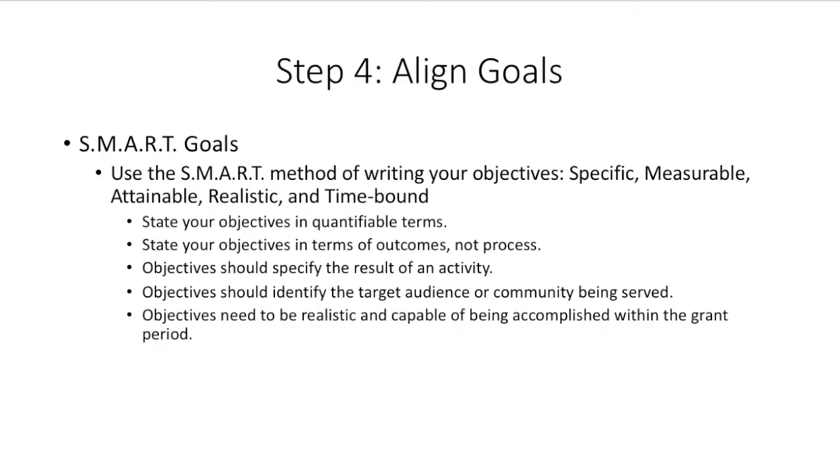You want to remember that your goals need to be SMART. So, S stands for specific, M stands for measurable, A stands for obtainable, R stands for realistic, and T stands for time-bound. You want to make sure that your objectives are in quantifiable terms, that it's of outcomes and not the process, so not what took place, but what was the outcome of it. Your objective should really specify the result of the activity. They should identify the target audience or the community being served. And then it's really important that your objectives should be realistic and they should be capable of being accomplished within the grant period.